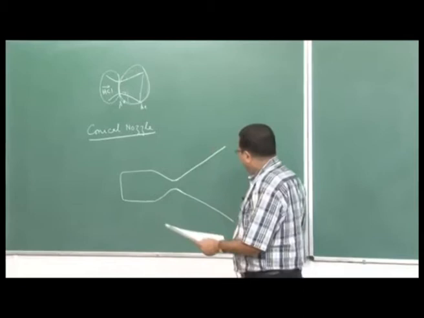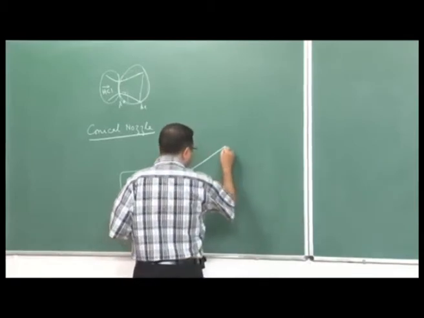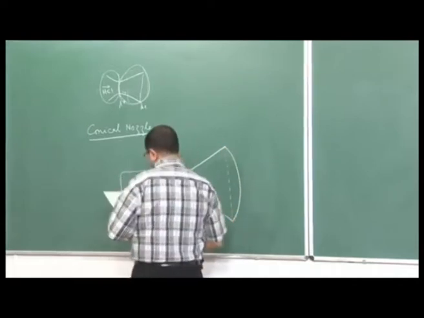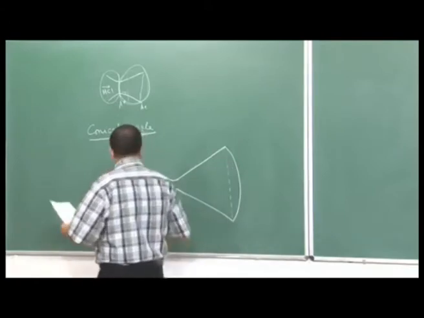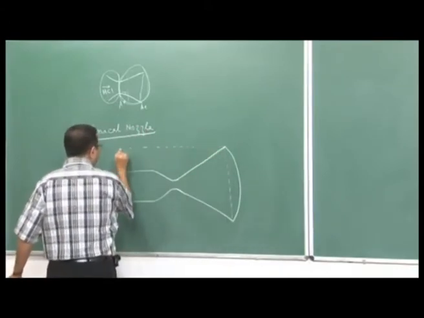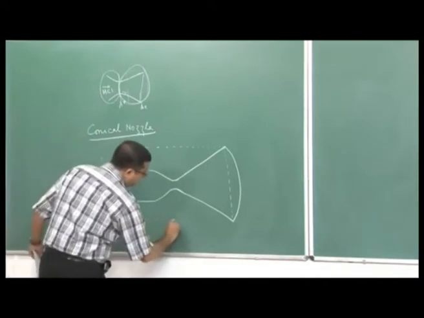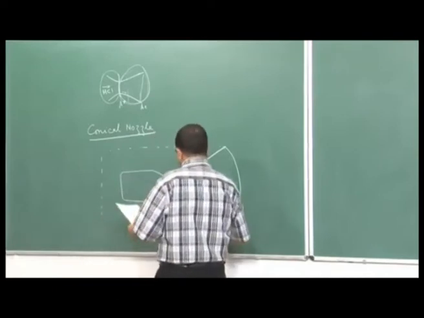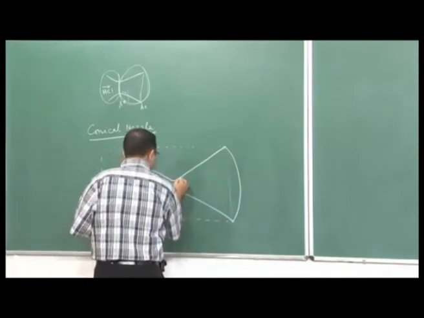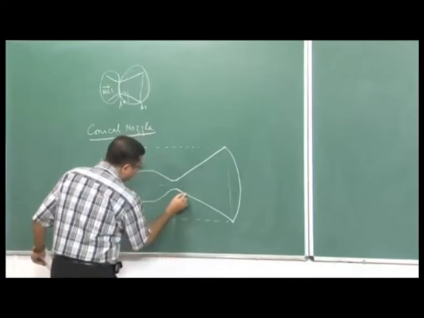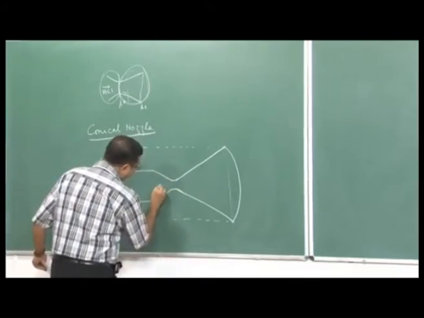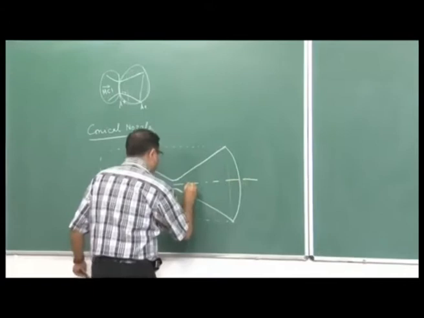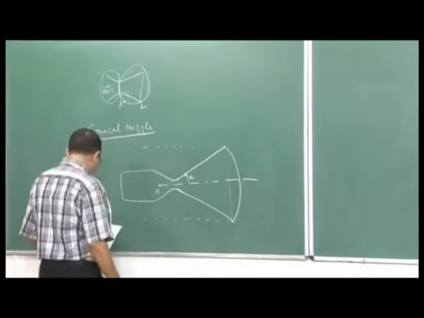In a conical nozzle, let me first draw the diagram, then I will explain this. Let me first draw the complete diagram. This is our control surface. Let us say that I extend it back, this is point O, this is the axis, and this half angle is alpha.